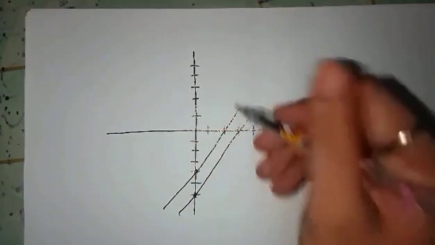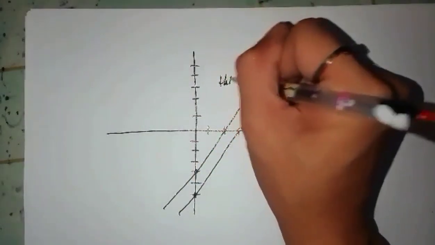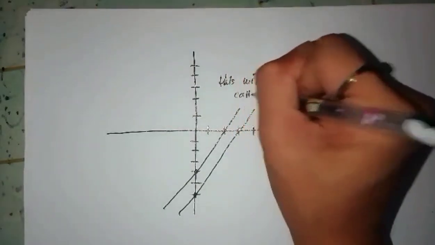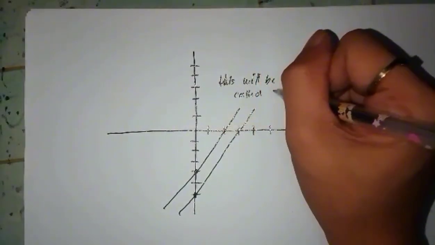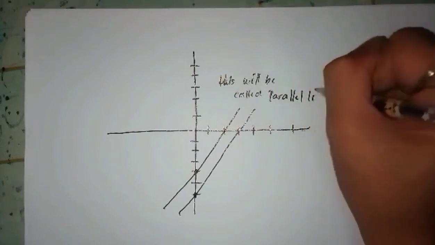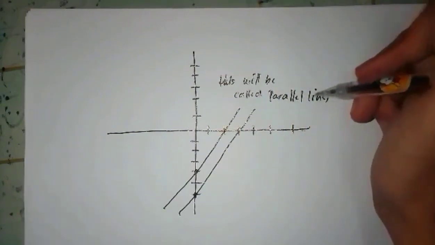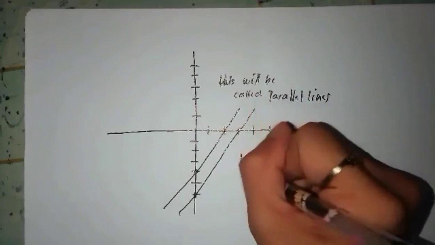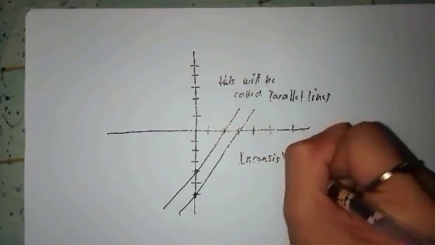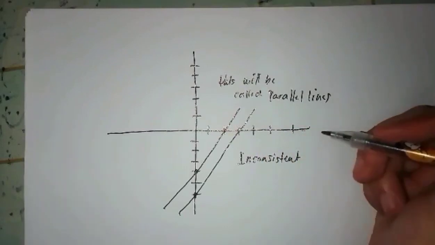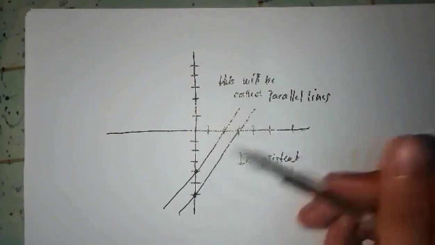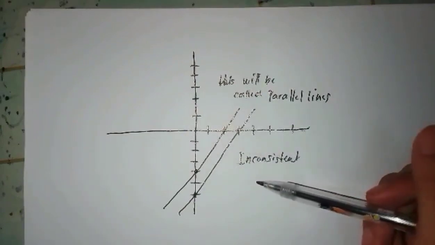ang graphing, this will be called parallel lines. Once nga parallel lines, inconsistent na siya. Inconsistent. Ang timan-an ninyo, pag once nga parallel line siya, inconsistent na siya.